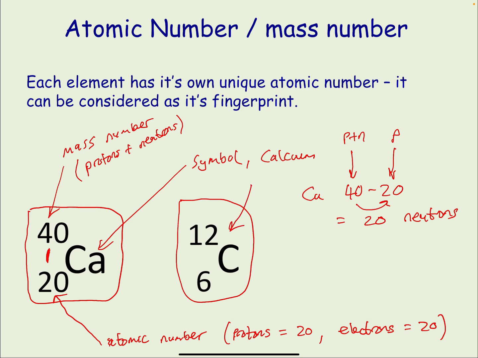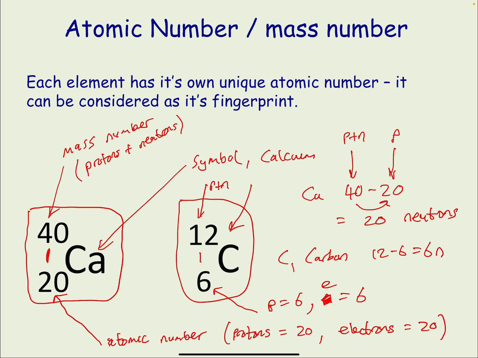Now let's look at this second example. The symbol C, that's carbon. The bottom number tells us it's protons and electrons. So protons equals 6. Neutrons equals 6. Electrons equals 6. 12 is the mass number. So that's protons plus neutrons. So if we do the 12, take away the 6, that tells us that it also has 6 neutrons. 6 protons, 6 neutrons, 6 electrons.